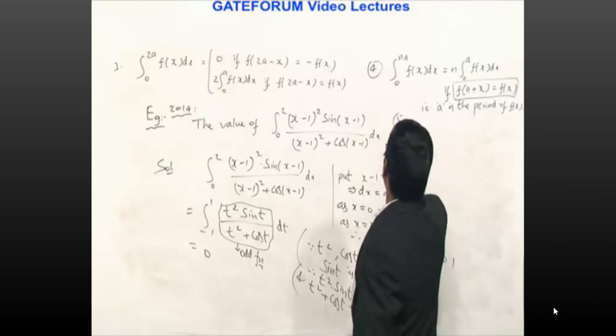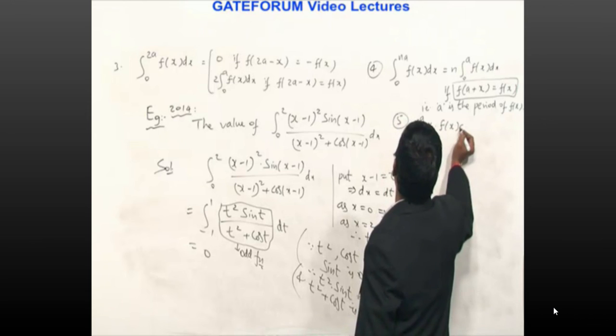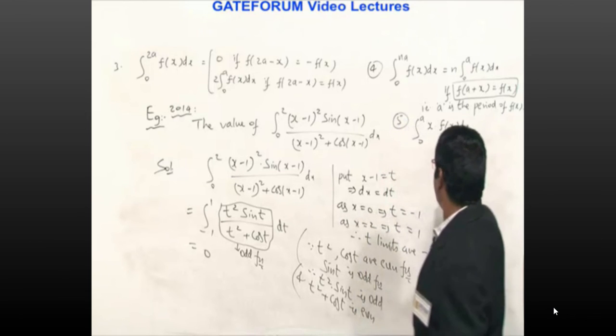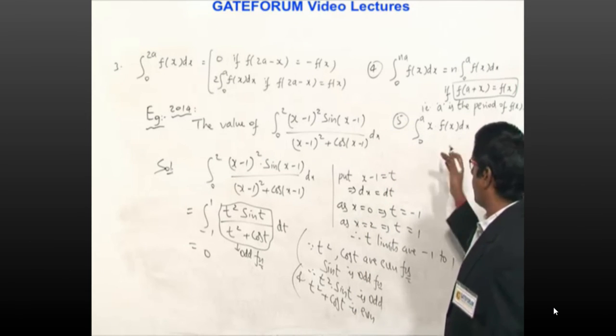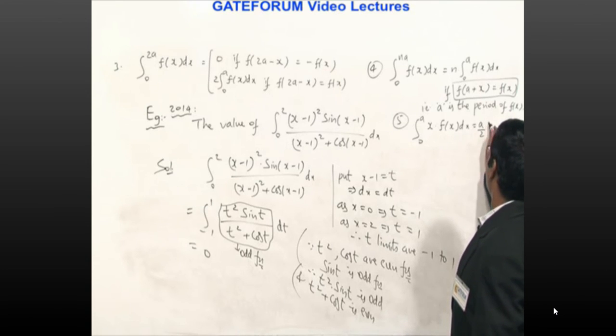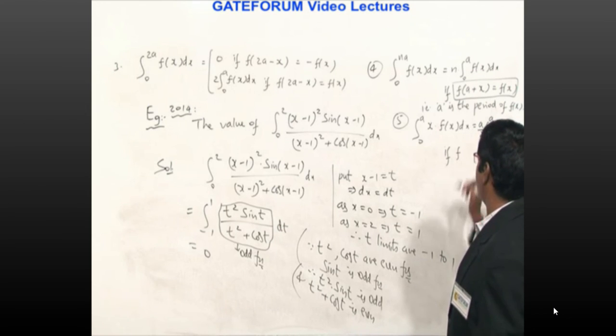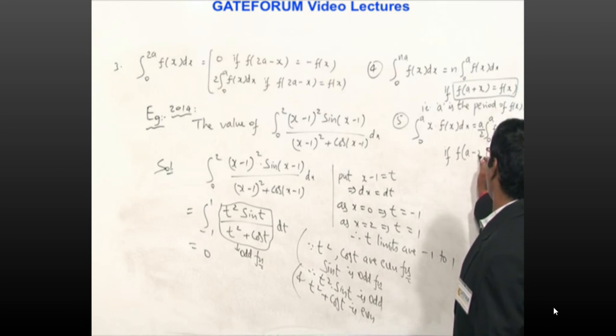And the fifth property is the integral from 0 to a of x into f of x. It looks like a product of two functions, integration by parts, but if this condition holds, you can apply this property, provided the condition is proved. The answer is a by 2 times the integral from 0 to a of f of x dx. That is, the product's extra factor x will be gone, provided this condition is satisfied: f of a minus x equal to f of x.